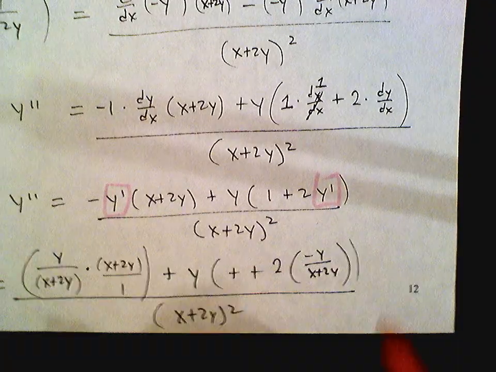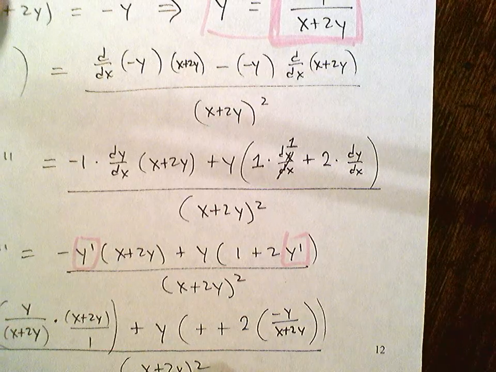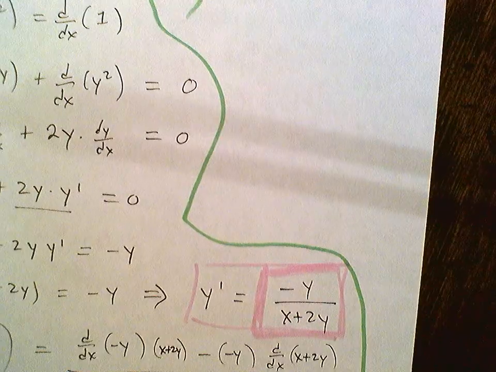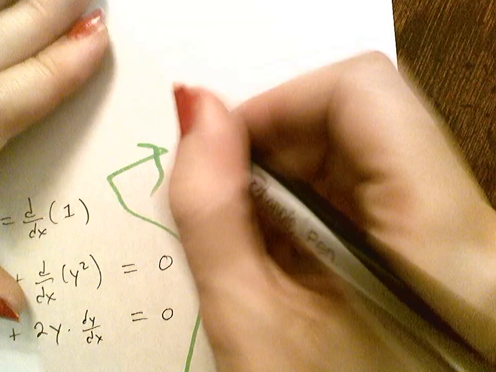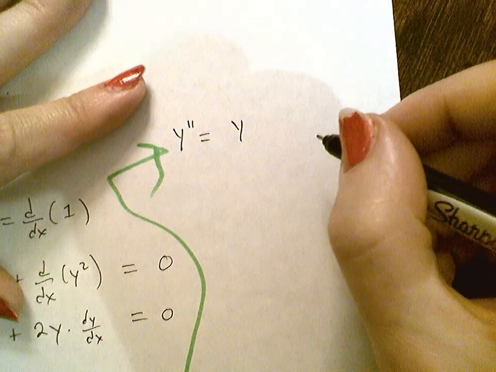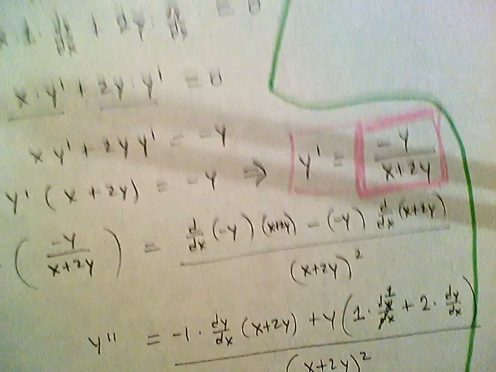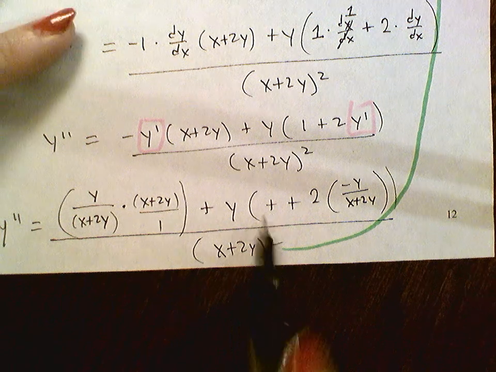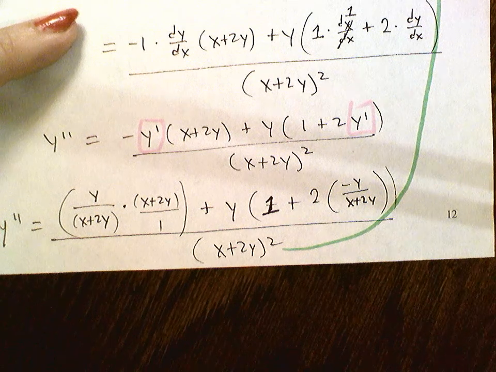Okay, I'm going to do a little bit of simplifying. I'm just going to move this all the way up there. So I end up with y double prime equaling just a plain old y plus, oh, that should have been a 1. This should be a 1. I put down a plus. That's a 1 right there.